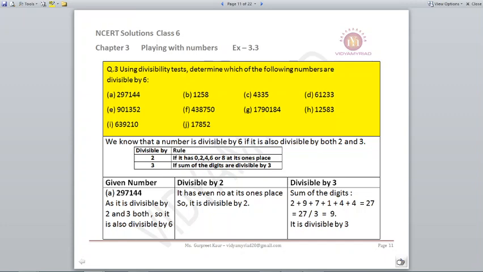Now here the number is 297144. So the ones place, if we see, is 4, an even number, so it is divisible by 2. Add all the digits together, it comes to 27, and 27 is divisible by 3. So we can say that this number is divisible by 6. Both 2 and 3, they are divisible. So it is divisible by 6 also.